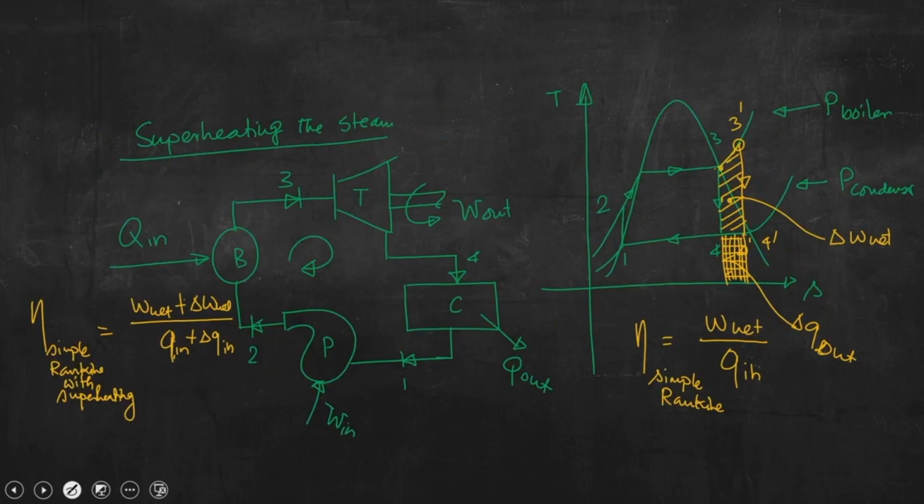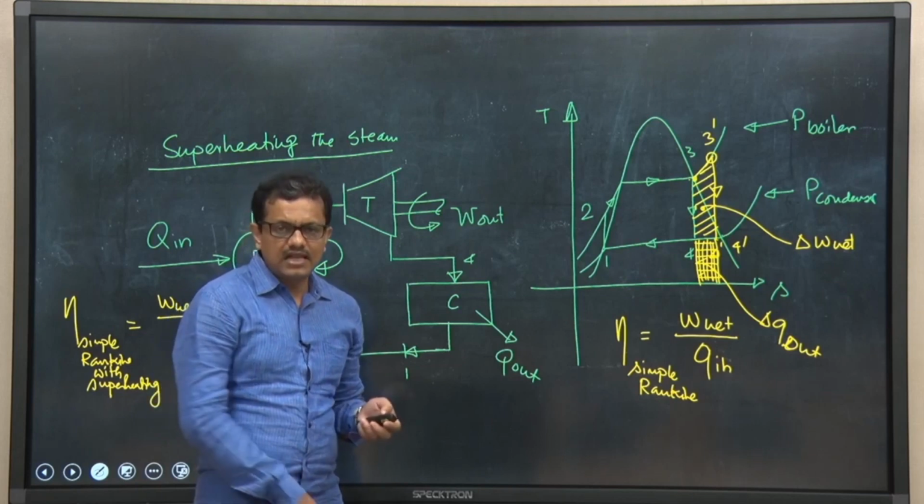we have seen that if we superheat steam from 3 to 3 prime, essentially what we are doing, we are increasing the temperature, which in turn increases the average temperature at which heat is added. Okay. So, instead of superheating, as I told you that it requires special arrangement to be done inside the boiler, not only the initial cost, but also the operational cost involved with this particular arrangement.